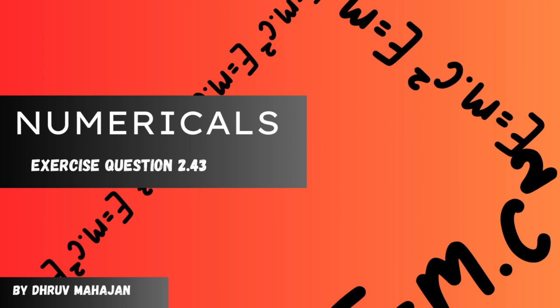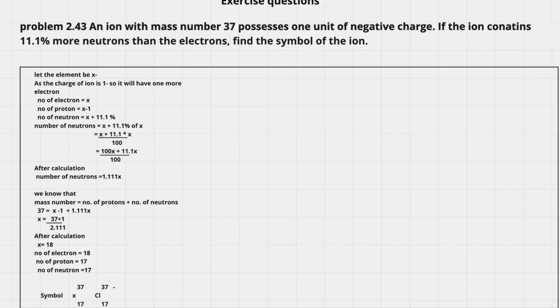In this lecture, we will spend our brain doing some numericals, so join us whether you are a student or a curious mind. Exercise questions. Problem 2.43. An ion with mass number 37 possesses 1 unit of negative charge. If the ion contains 11.1% more neutrons than the electrons, find the symbol of the ion.